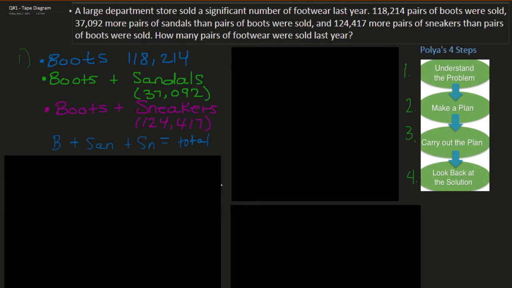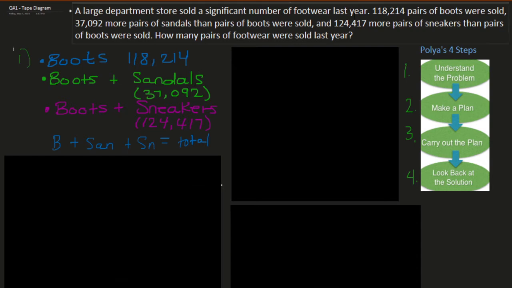And then in the second part of our equation that gives us some information, it talks about sandals. It says that there's 37,000 more pairs of sandals than of boots. But that tells me that boots, in relation to sandals, is a base number that is included. So we have the number of boots, which is our 118,000, plus an additional 37,000 pairs of shoes, which were sandals. And that'll give us this sandal value.